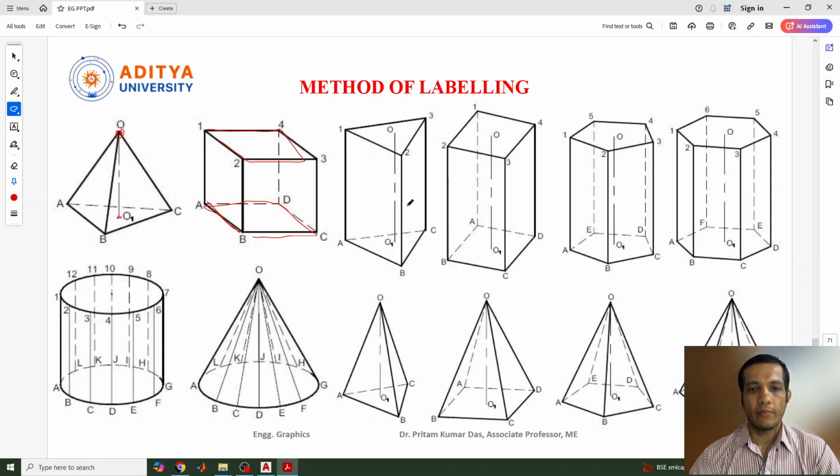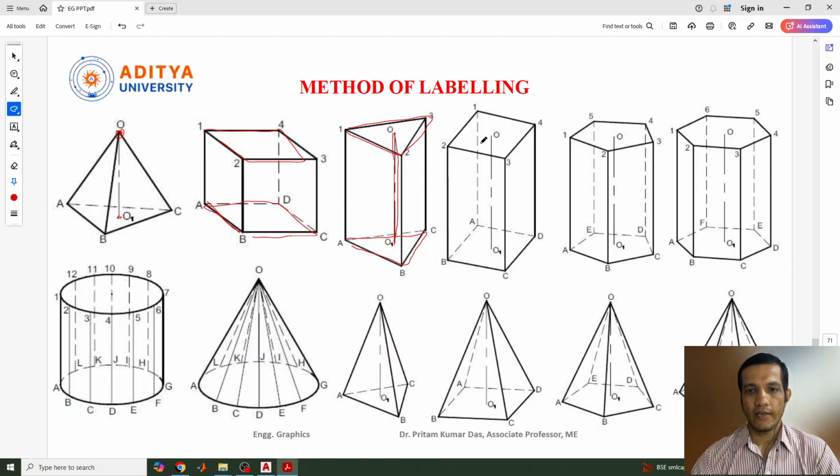So it is compulsory to mark the front view and top view with different names. Similarly, this is a triangular prism. Again the base will be ABC, suppose, and the top is given 1, 2, 3, or some other names like EFG or PQR. This is the midpoint of the triangular base, and this is the axis line, which can be given O and O dash, something like that.